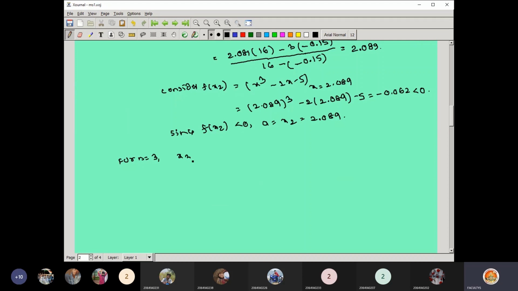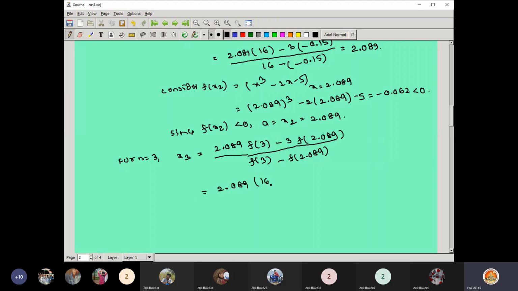So the next approximate root x3: a into f of b, no change in the b value, minus b into f of a (2.089), total it is divided by f of b means f of 3 minus f of a (2.089). So write down its value, 2.089.